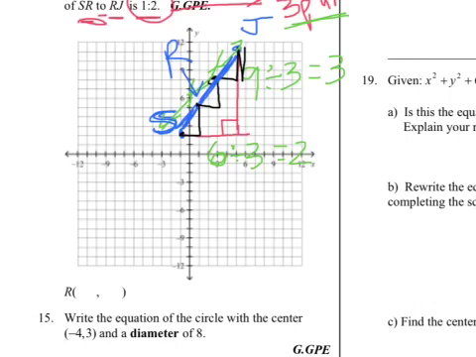So the coordinates of R would be at this point right here, which was over 1 and up 5. So 1, 5. It should be a little easier on your graph paper.